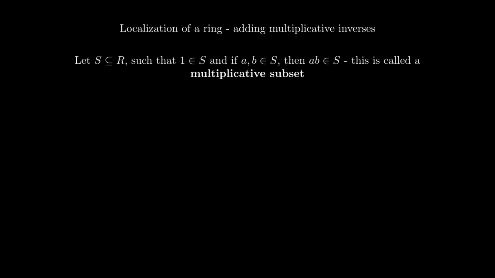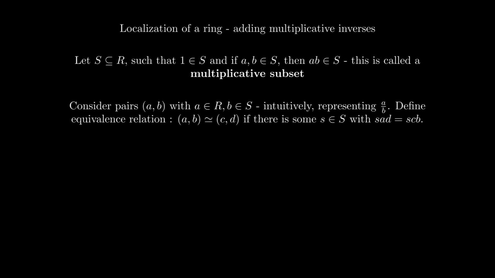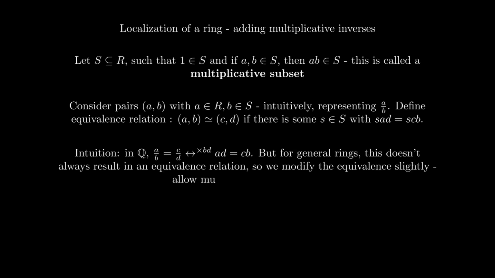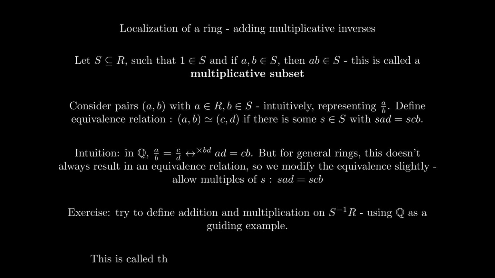A subset of a ring that contains 1 and is closed under multiplication is called a multiplicative subset. We can now add inverses to all elements of S as follows. Consider pairs (a, b) representing a divided by b, and give it this equivalence relation. The equivalence relation comes from our intuition involving fractions, but it's slightly modified to work for rings in general. As an exercise, try defining addition and multiplication on the localization of R at S.